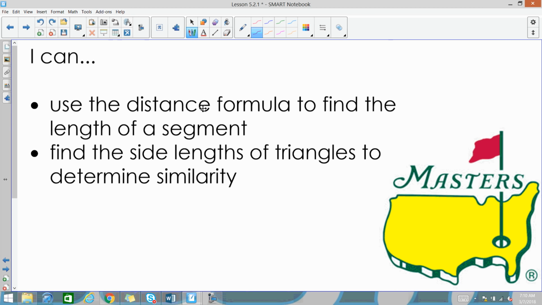So today what we're going to do is use scales like you used there, and we're going to use those scales to help us determine if two shapes are similar. So we're going to use the distance formula to find the length of a segment, and then find the side lengths of triangles to determine similarity. We're going to expand our understanding of dilations, and talk about similarity, which is almost identical to dilations, but there's a little thing that's different.